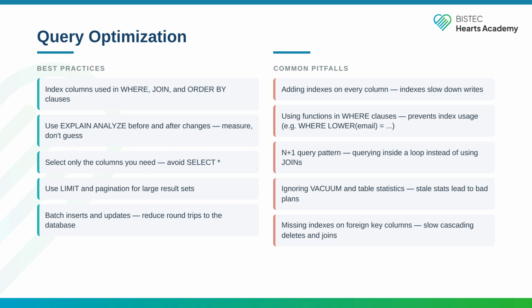Select only the columns you need. SELECT * pulls every column, including large text fields and blobs you might not need. This wastes I/O and memory. Use LIMIT and pagination for large result sets. Don't return 10,000 rows when the user sees 20. And batch your inserts and updates. One INSERT with 100 rows is much faster than 100 separate INSERT statements.